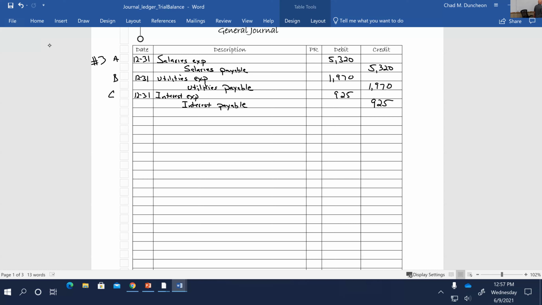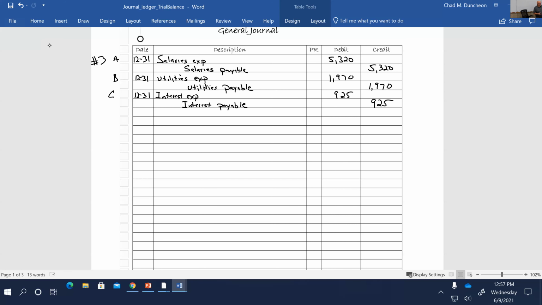Okay, so these were omitted. If any of these were omitted, what effect is it going to have on our financial statements? Well, it's going to affect our expenses if we leave any of those out, right? It's going to mean our expenses will be lower, which will make our net income higher. We will overstate our income. We will understate the expenses.